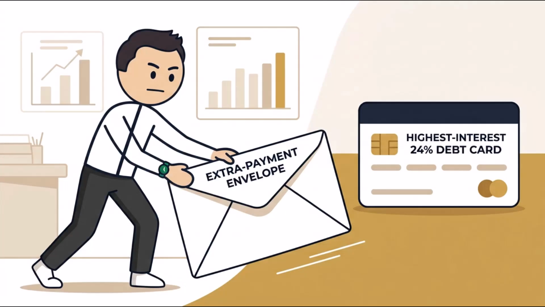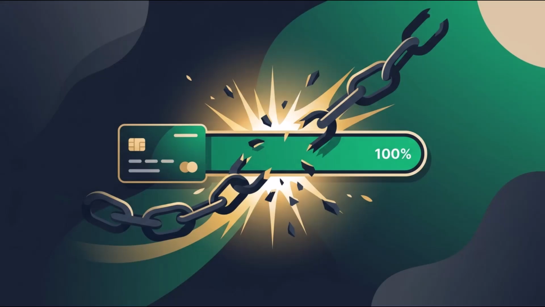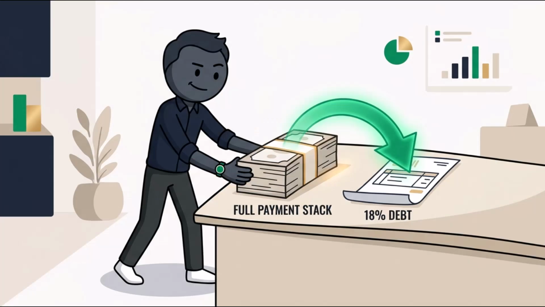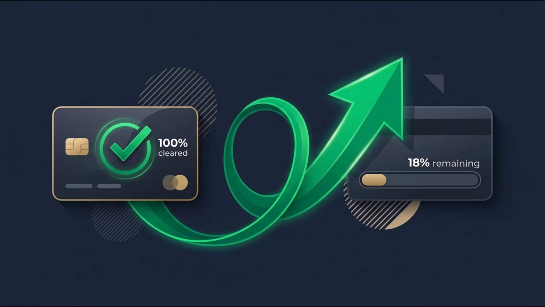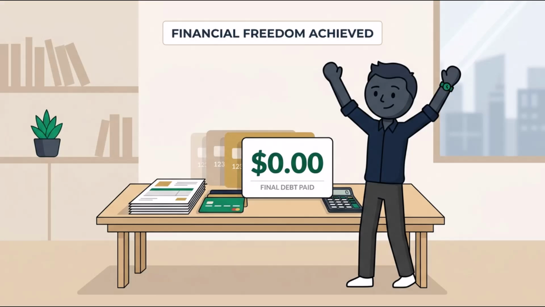Fifth, send all that extra debt money toward the highest interest debt. Continue until that debt reaches zero. Then roll the entire payment into the next debt on your list. Do not reduce your total debt payment simply because one account is gone. That is what gives the avalanche its power. Sixth, repeat the process until you finish the list.